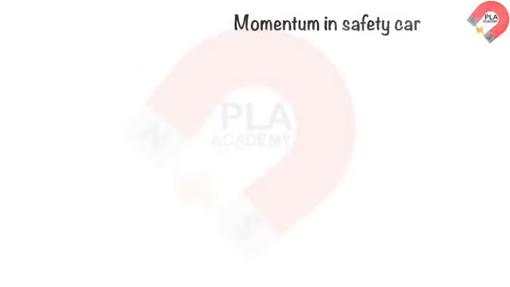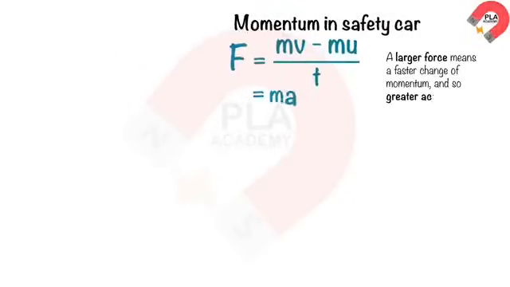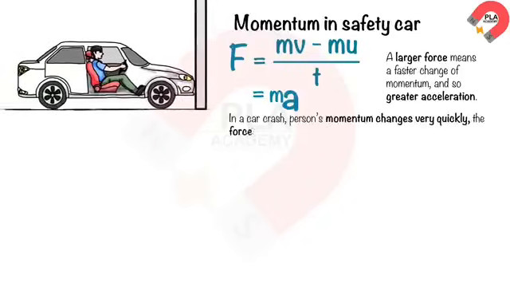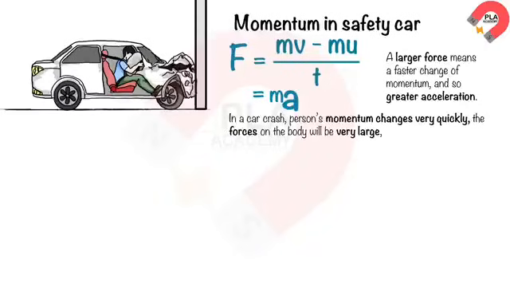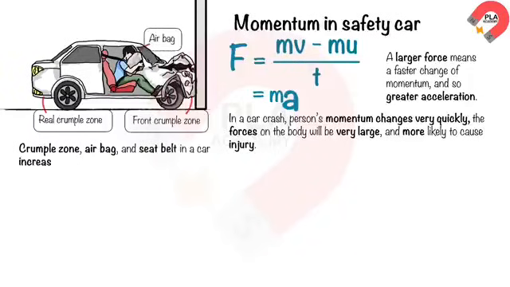Momentum in safety car. A larger force means a faster change of momentum, and so greater acceleration. Likewise, if someone's momentum changes very quickly, like in a car crash, the forces on the body will be very large, and more likely to cause injury. Cars are now designed with various safety features that increase the time over which the car's momentum changes in an accident. Crumple zones, airbags, and seat belts in a car increase the collision time.